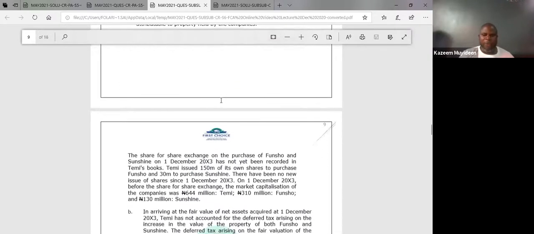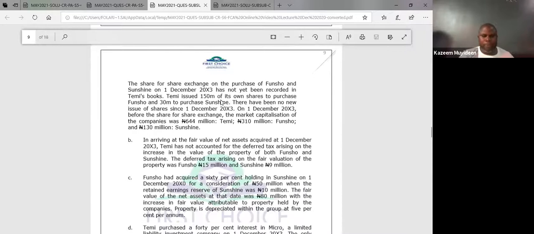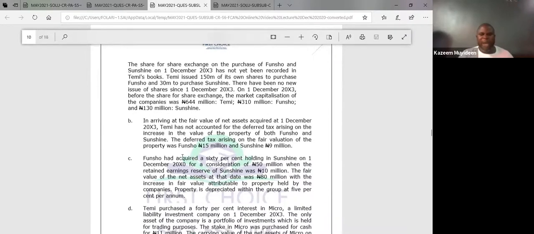If you go to additional information, other information again, Funshaw had acquired 60% of Sunshine on December for a consideration of 50. Funshaw has earlier acquired. What is the date of acquisition? Anybody that used the net assets of these dates, 50 million, when the retained earnings of Sunshine, and the fair value of the net assets was 80. Anybody that used this one, ICAN will say welcome back.